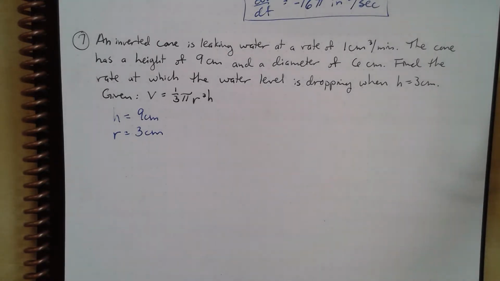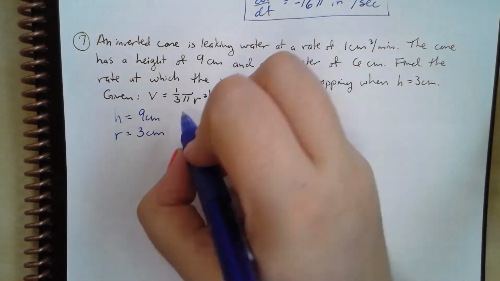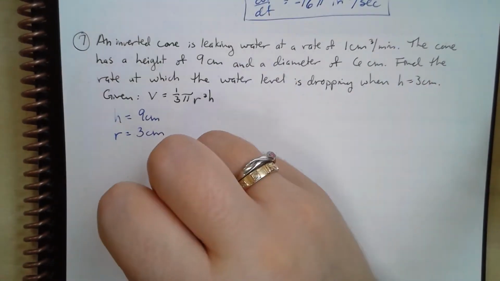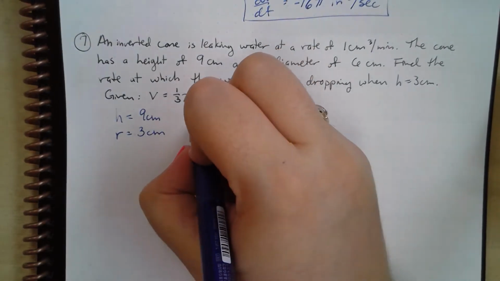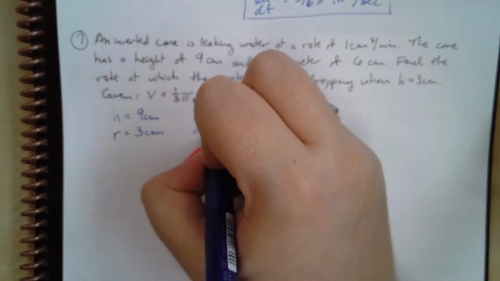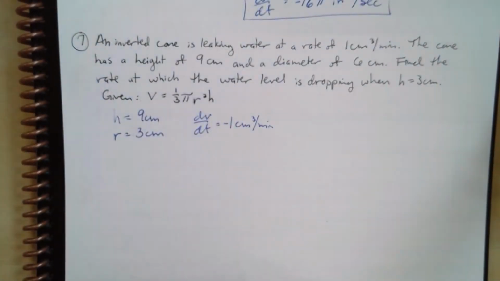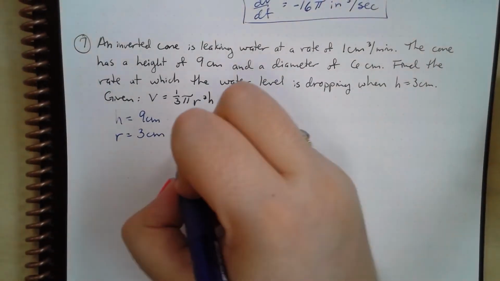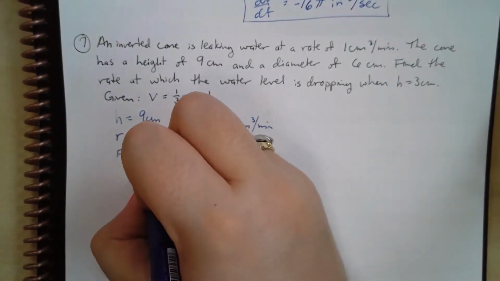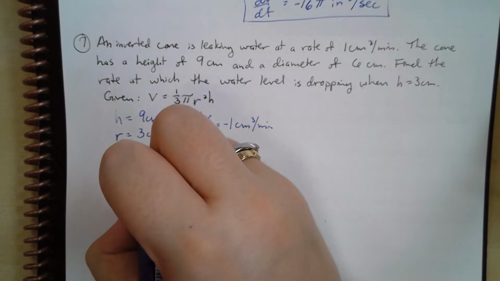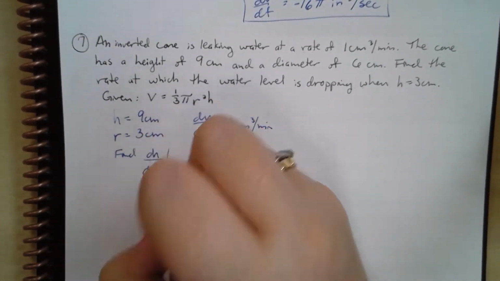We want to find the rate at which we're given this. We're also given the rate at which the water is leaking, so we're given that dV over dt is equal to -1 centimeters cubed per minute, right? It's a leaking one. And we want to find dH over dt, the rate at which h equals 3.